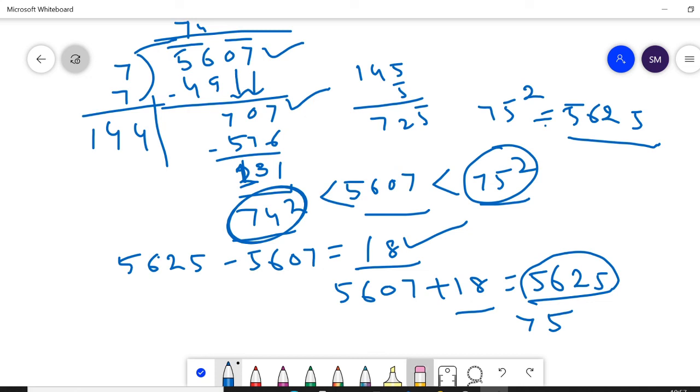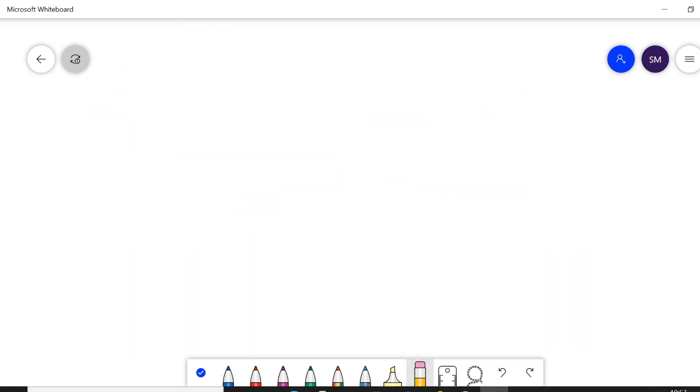Then another question. Find the least 6-digit number which is a perfect square. There you found the least 4-digit number, and here is something of a twist. Look at here. Find the least 6-digit number which is a perfect square. At first, what is the least 6-digit number? This is the least 6-digit number.